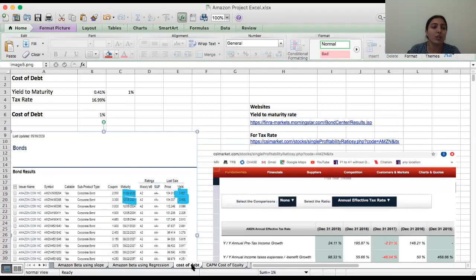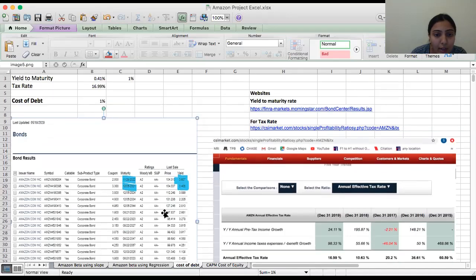Now let's move on to the cost of debt. How to find the cost of debt? In order to find the cost of debt, I have used yield to maturity and the tax rate. As my professor taught me in class, there are three different methods for cost of debt. One, you can ask the investment banker regarding the current coupon rate. And the second method is you can apply the yield to maturity rates.